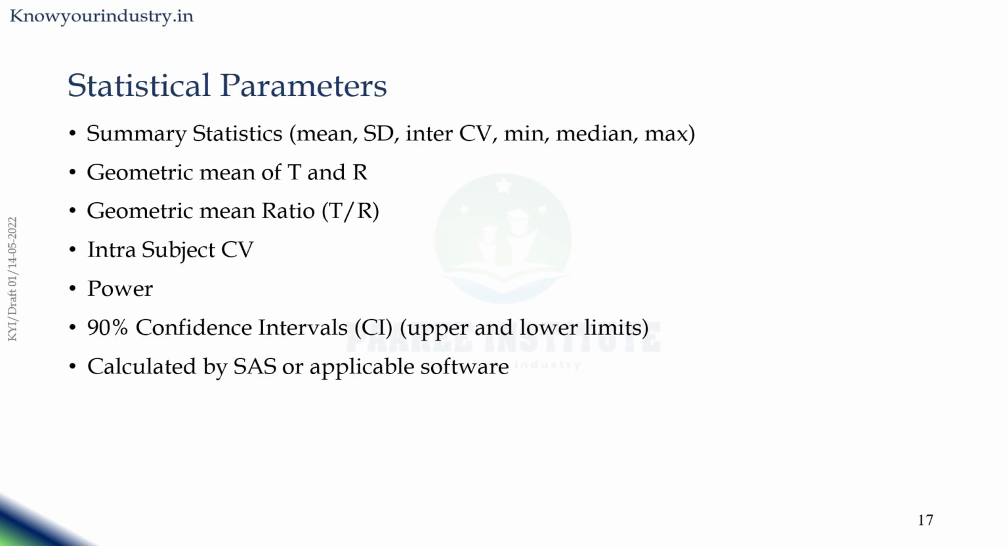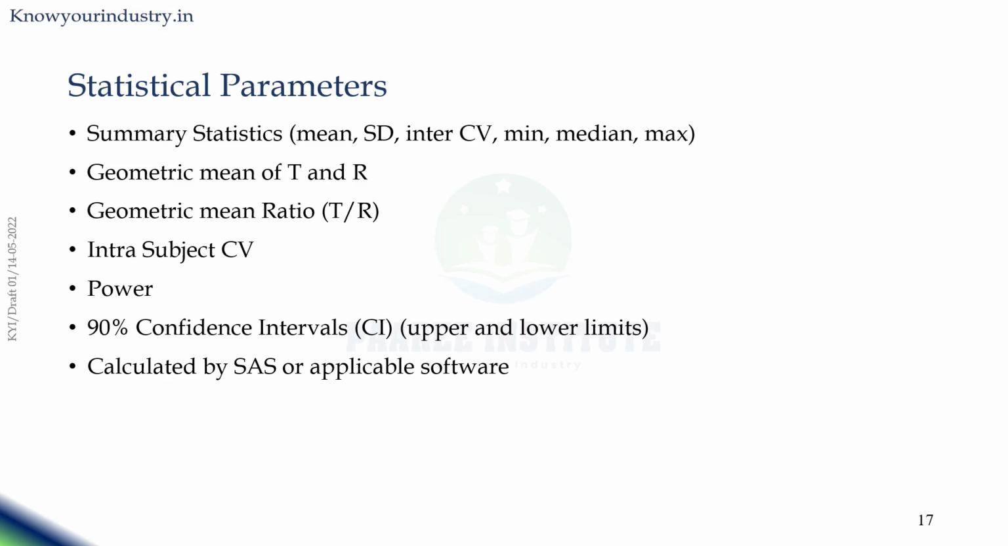Now, since we are collecting the parameters across many subjects, they have to be summarized in a proper manner. So summary statistics like mean, standard deviation, coefficient of variation, minimum, median, maximum, all this information has to be tabulated as summary statistics for each and every parameter like Cmax, AUC, Tmax, etc. Then the geometric mean of the test and reference product for Cmax and AUC has to be given. The geometric mean ratio will be given.